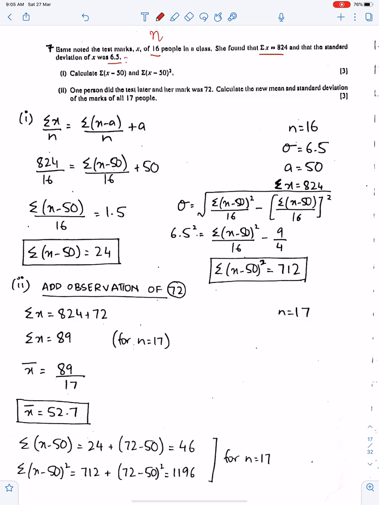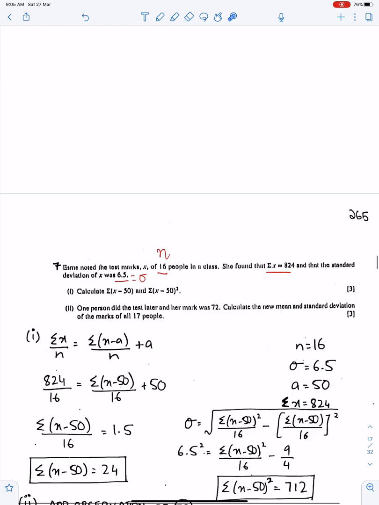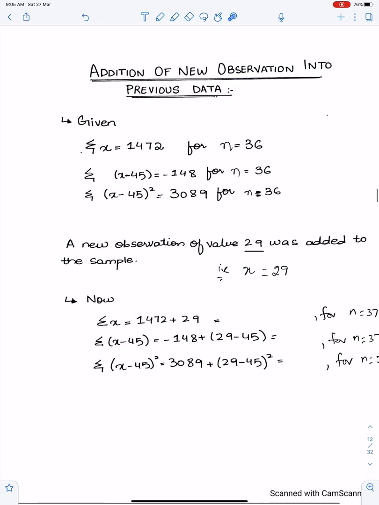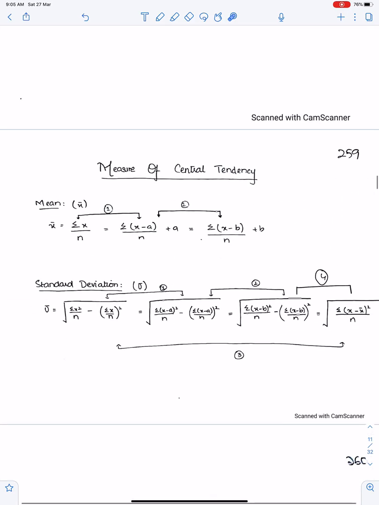Sorry, this is sigma. And we need sigma of X minus 50 and sigma of X minus 50 square. Now I will use these relations.